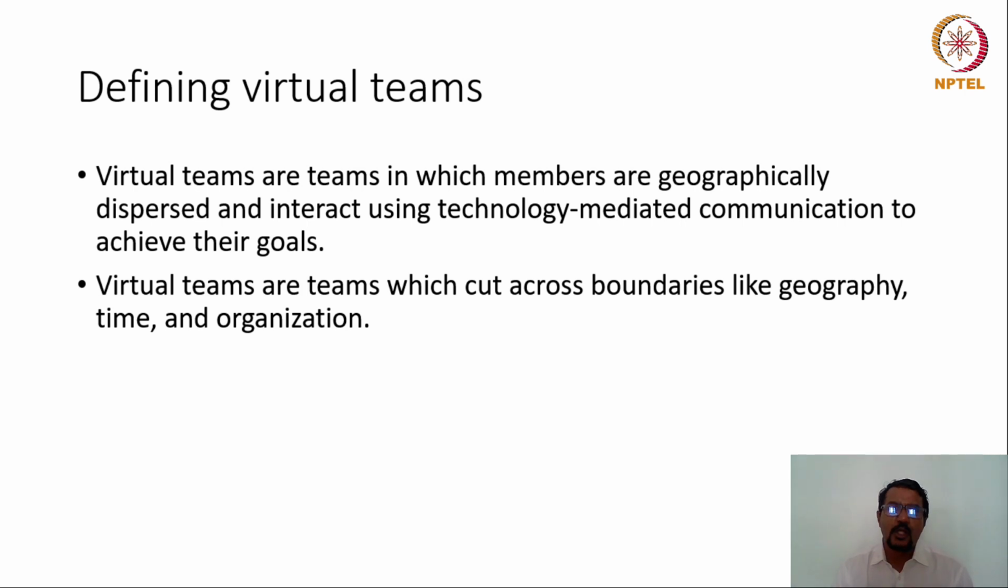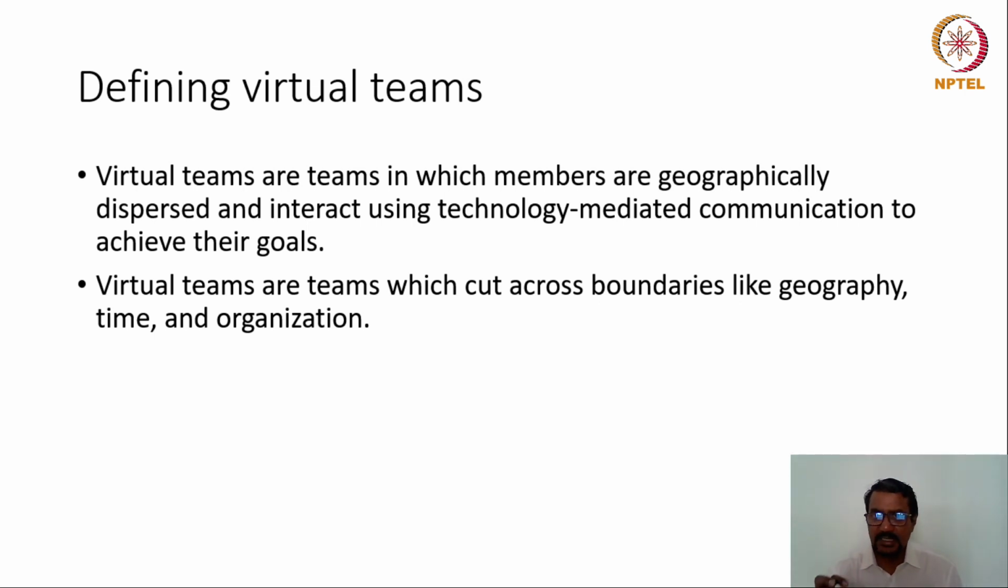Now we are going to understand what we mean by virtual teams, because even though we assume that virtual teams are teams in which people work from different places, they use technology, it's not as simple as that. Especially now, because of various other factors apart from technology and geography, these factors should also be considered when we are defining what is a virtual team or what is virtual work. So a typical definition of virtual teams is: virtual teams are teams in which members are geographically dispersed and they interact using technology mediated communication to achieve their goals. It's a very simple form of definition.